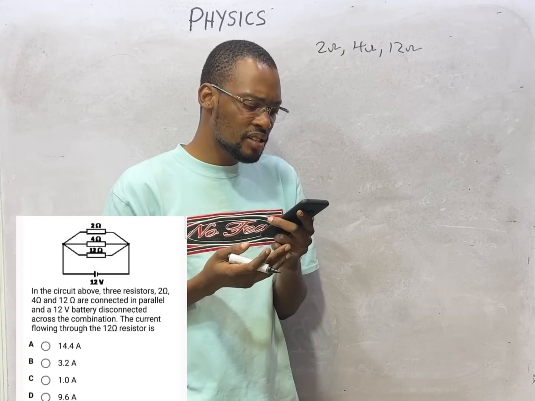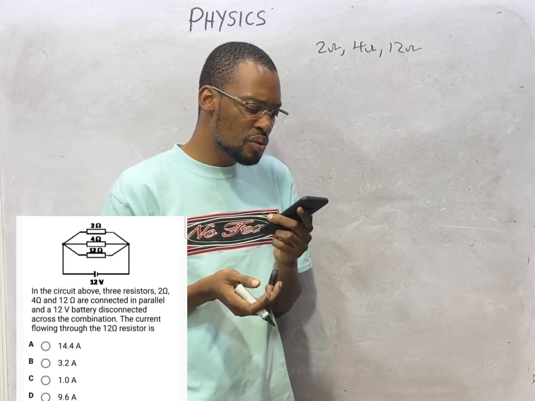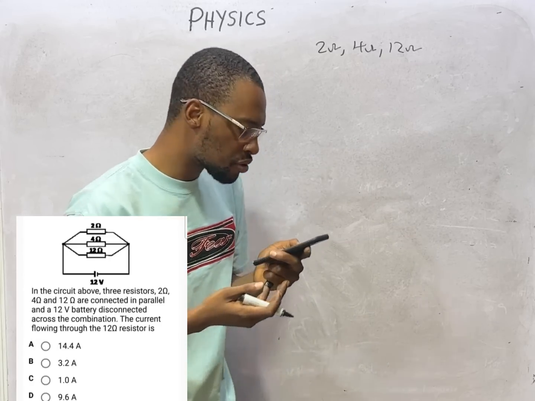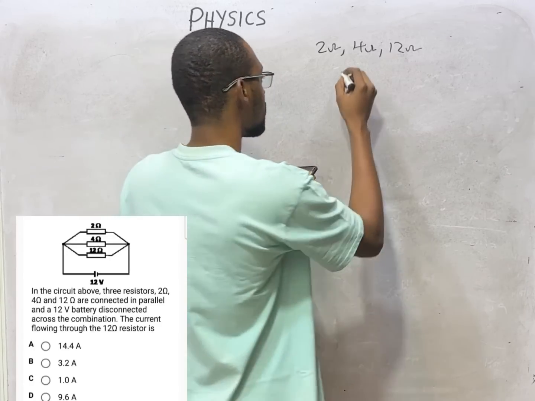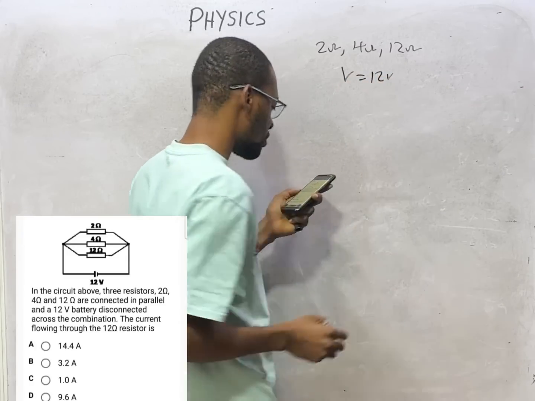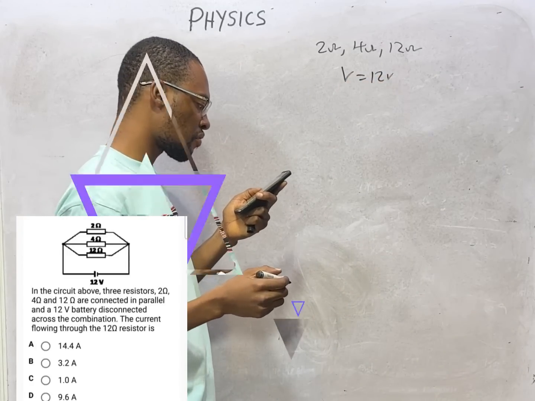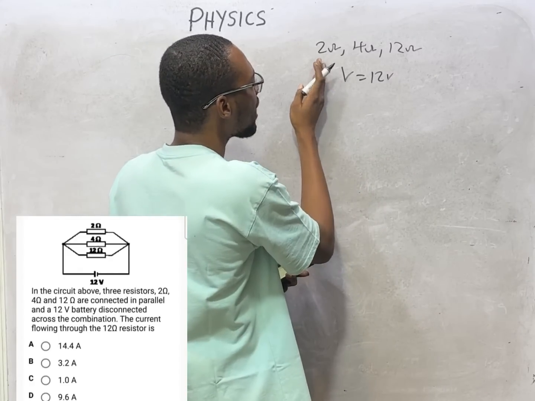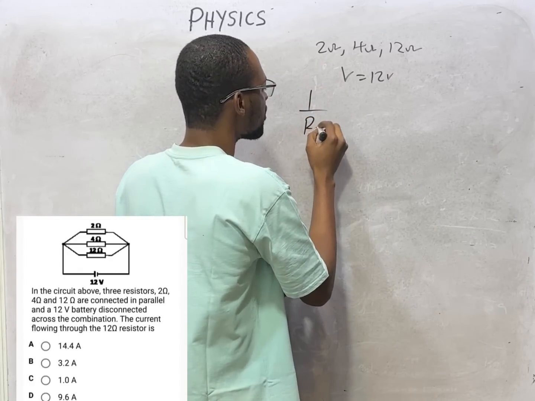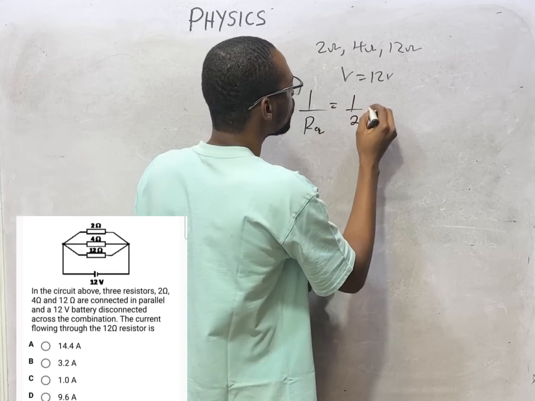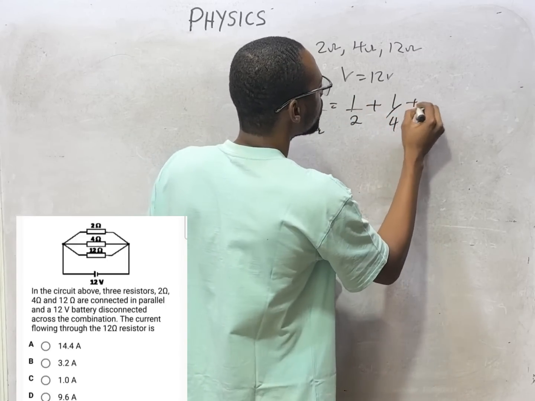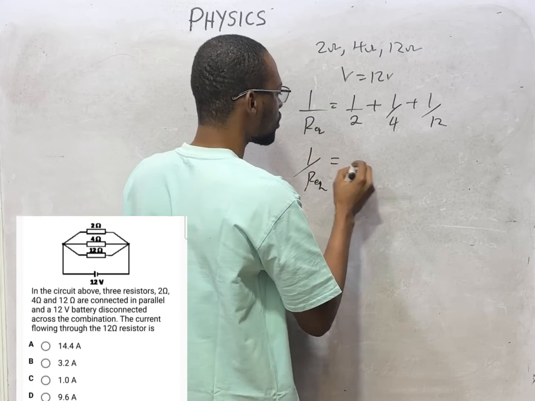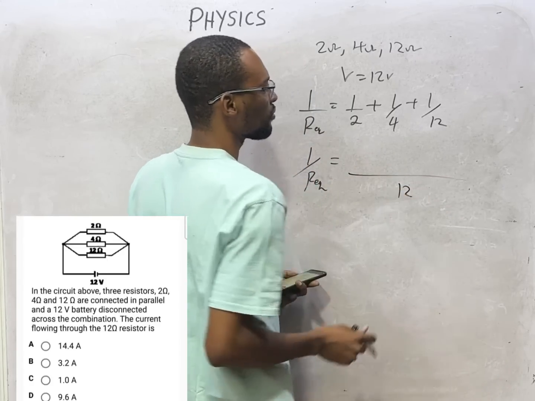And these are connected to a 12 volts battery. So the voltage, or the EMF, equals 12 volts. What do we do? In parallel, 1 over the equivalent resistance is 1 over 2 plus 1 over 4 plus 1 over 12. 1 over R equivalent equals... LCM is 12.